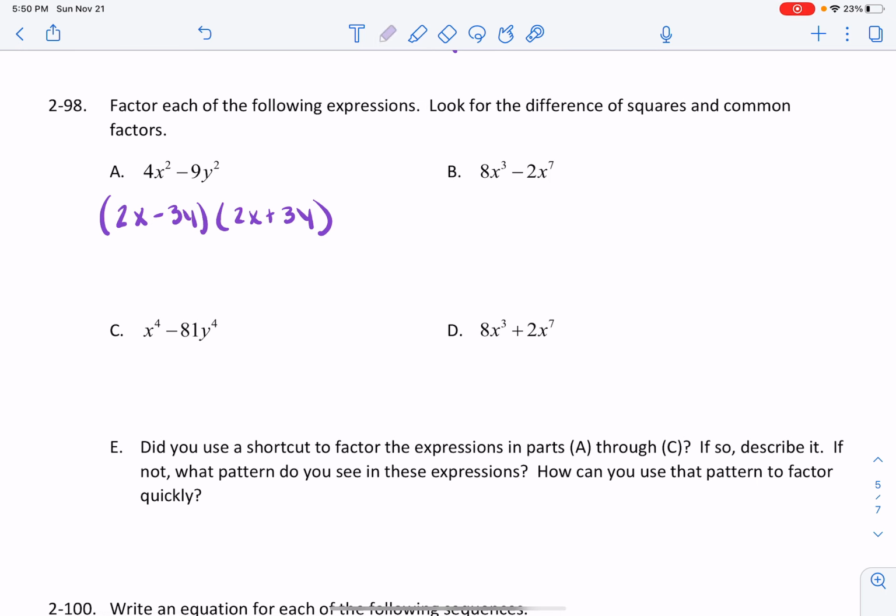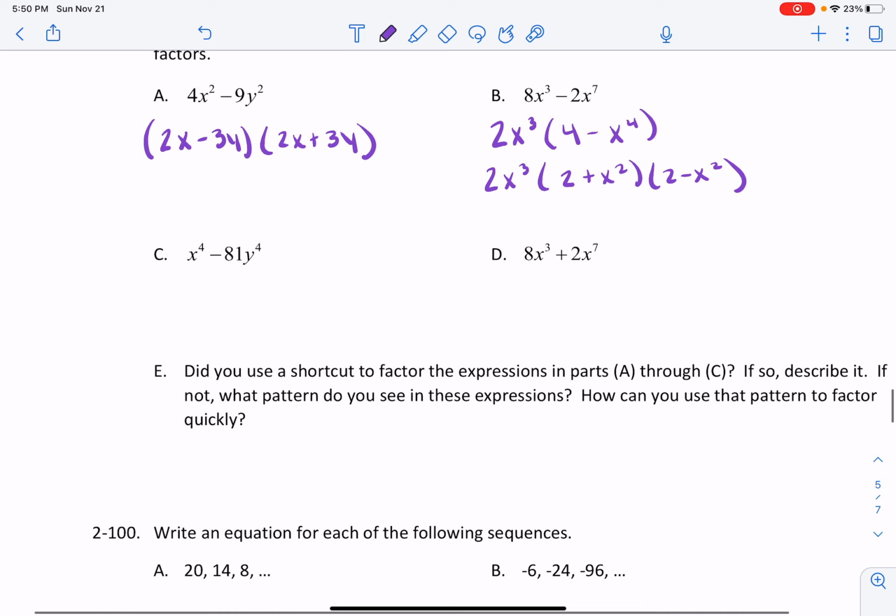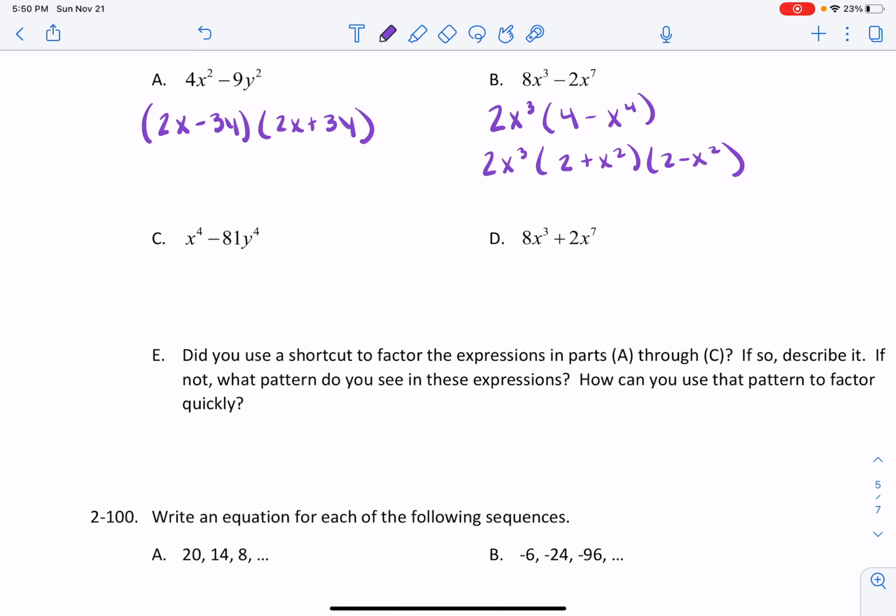Here I can see that they have in common 2x cubed, leaving us with 4 minus x to the 4th. And because of the perfect square, the subtraction, and the x to the 4th power, we can also make that be (2 plus x squared)(2 minus x squared). For C, really the same idea. We can split this up into the x squared and x squared, and we can do (9 plus 9y squared)(9 minus 9y squared).